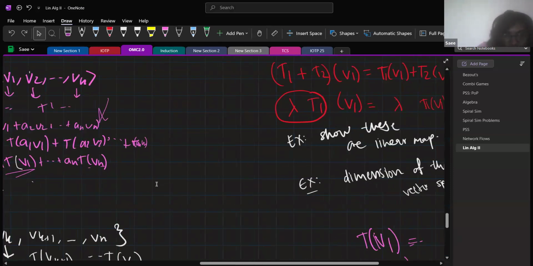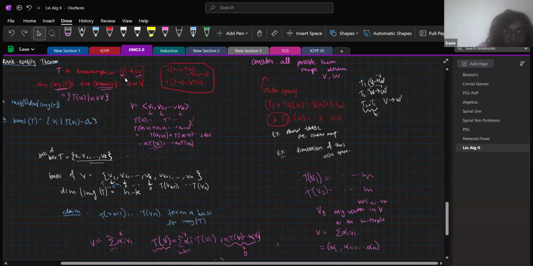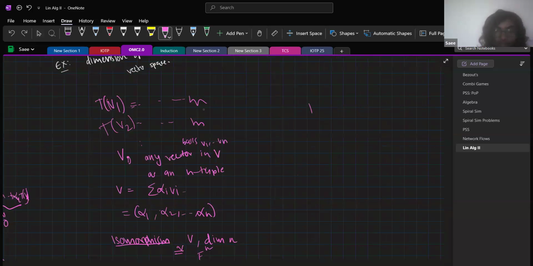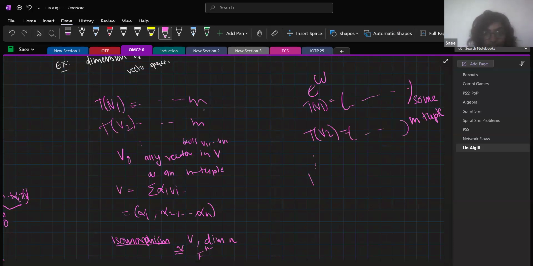Once we fix some basis for V, and some basis for W, then any linear map between V and W can be thought of as a matrix. So we can write T of V1 as some m tuple, because it's some element of W, and W has dimension m. Then you can write T of V2 as some m tuple, and so on up until T of Vn.